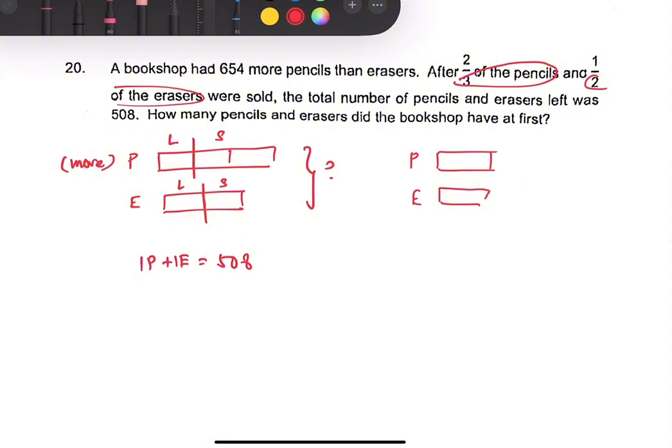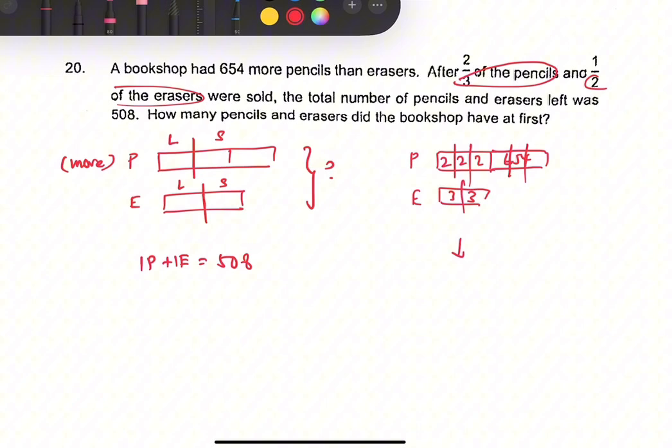So 654. Okay, so I need to reshuffle, meaning what? Cut this into 3 portions, and this one half a portion. But their units are not the same. I can reshuffle this because I want to make them the same, right? I can have 2, 2, 2. This is 3, 3.